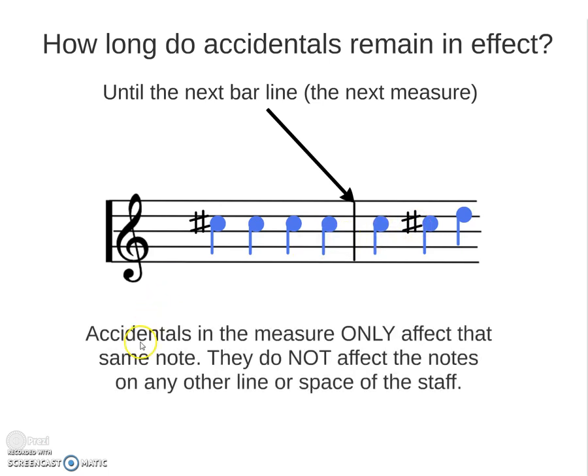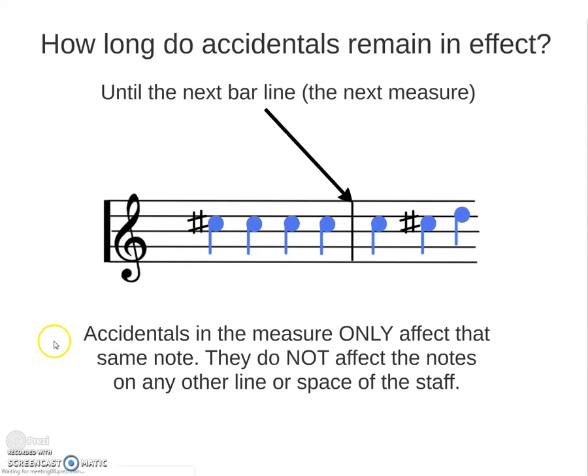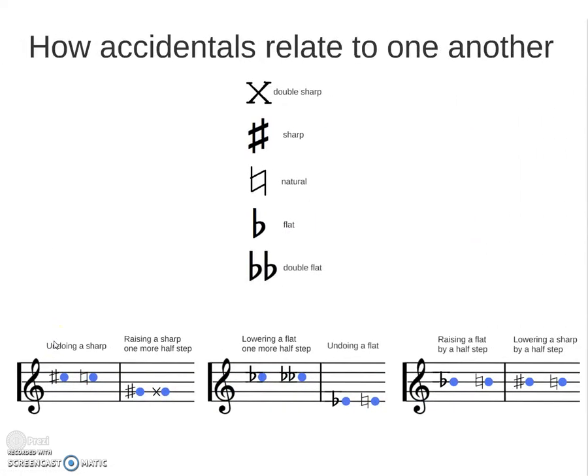And I did already mention this. Accidentals in the measure, such as this one, which is not a part of any key signature over here, but it's just hanging out in the measure, it only affects that same note. So if you had a C on the two ledger lines above here, this C sharp would not affect any other C. And this C sharp here does not affect this note because this is not the same note as that one is. Okay, last slide.